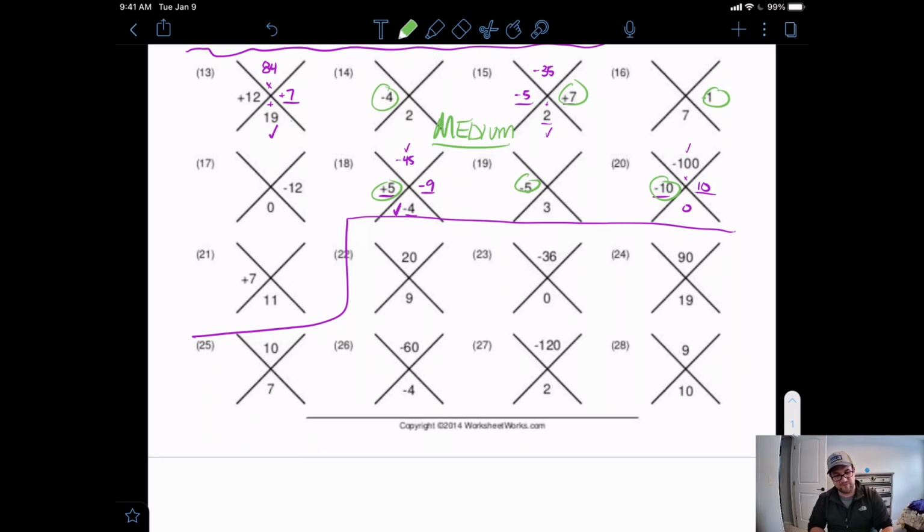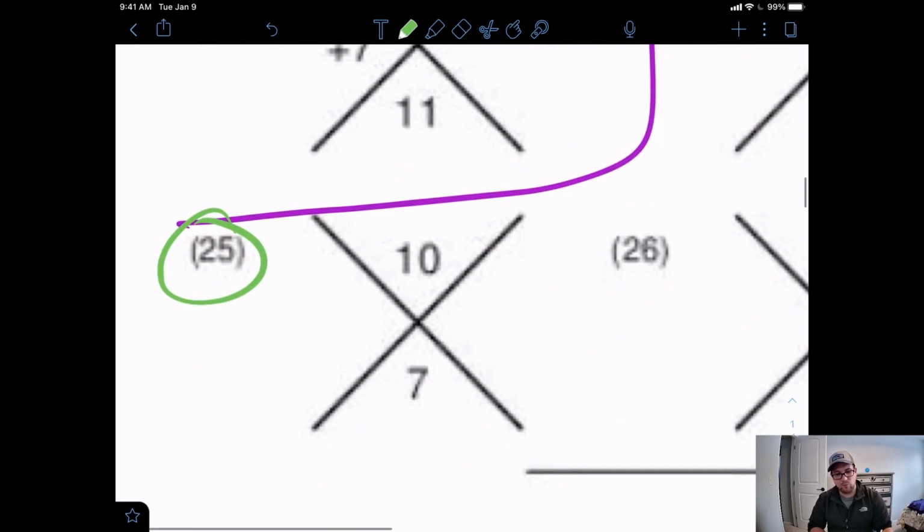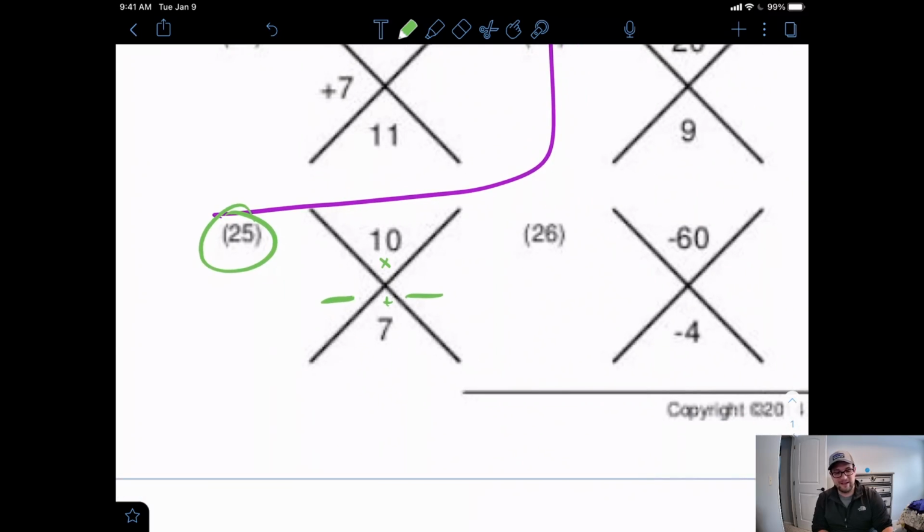How about number 25 to start? Now, when I try to solve this problem, this is the hardest one. What I'm trying to figure out is I just need to know what are two numbers that multiply to 10 that add to 7. So in order to figure this out, what I tell my students to do is to make a list. And you can do this on your calculator really easy. So whatever your top number is, that's the number you're going to put on top of your list.